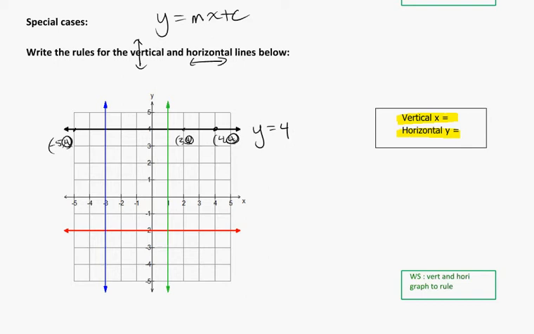Similar for the red line down here. It's another horizontal line, and I'm noticing that the value of y never changes. It's always a value of -2 anywhere along that line. So here I would say y is equal to -2.